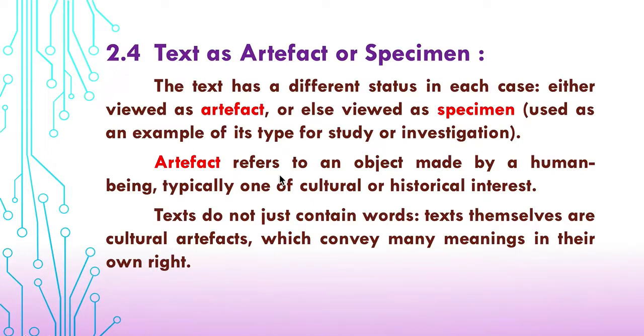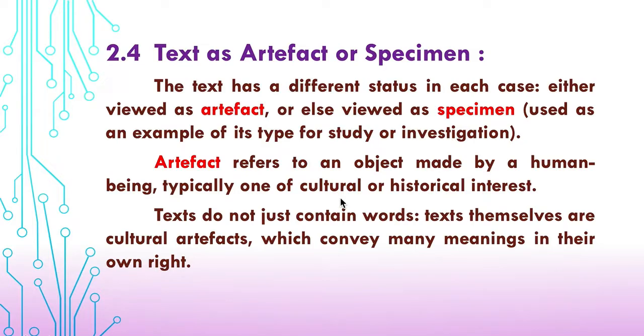Look here, what is text as artifact or a specimen? First of all, try to understand what an artifact is. Artifact, as it is given here, is an object made by a human being and it has a cultural or historical interest. For example, an object that keeps your memory of the past alive. This is called an artifact. Sometimes you have an object in your house which your grandfathers used and you want to keep it safe. That object which you appreciate as a part of the memory of the past could be considered an artifact.